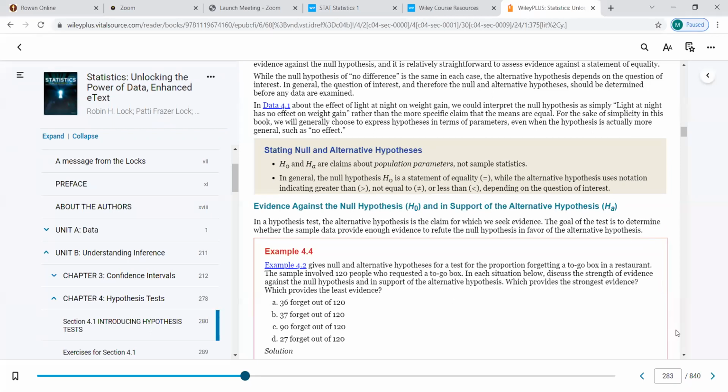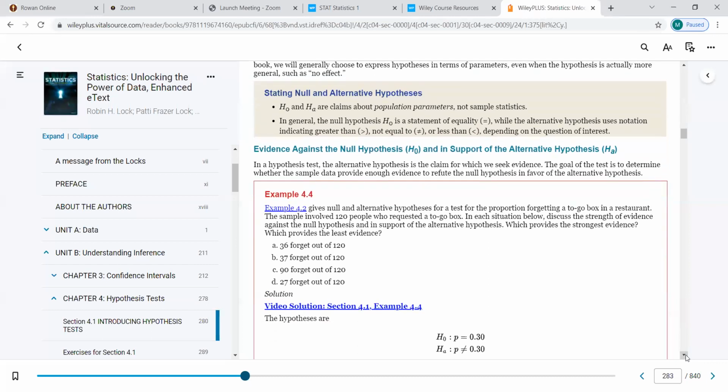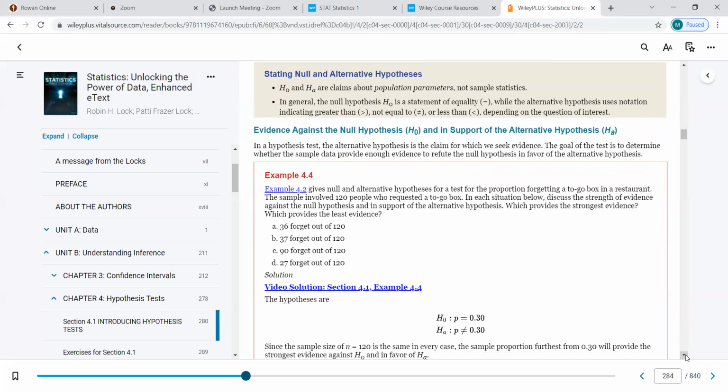All right. Now, let's take a look at evidence. What we're doing in this preliminary stuff is not very mathematical, but it's just to give you an idea of what we mean by evidence against the null hypothesis and in support of the alternative hypothesis. So suppose the null and alternative hypotheses are this, what we saw before: the null hypothesis says the population proportion is 0.3, and the alternative says not equal to 0.3.